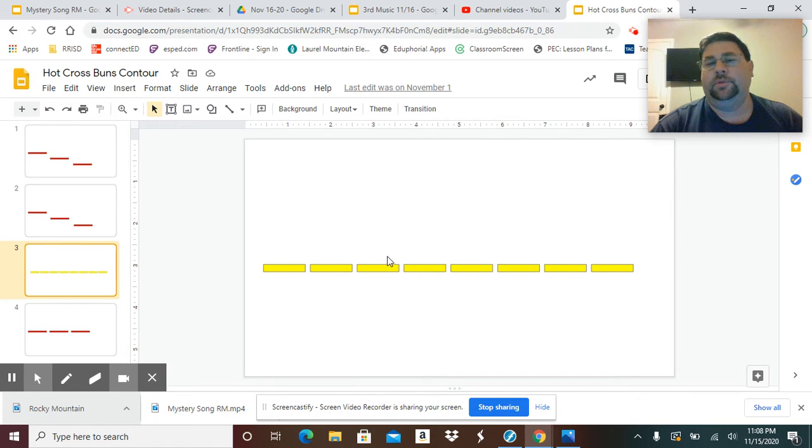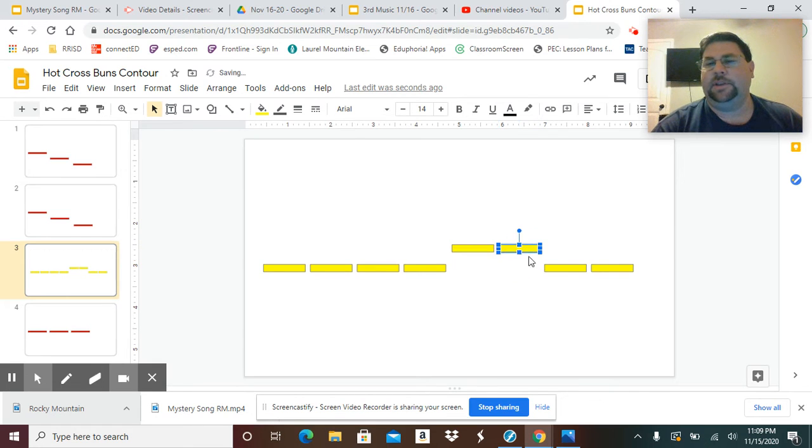Loo, loo, loo, loo. Then I'm going to go loo, loo, loo, loo. Did that go up, down, or stay the same? I think it went up a little bit. So I'm going to move this one up. Loo, loo, loo, loo, loo, loo, loo. Oh, and I think those last three are the same as that fifth one. So I want to bring that up so it matches.